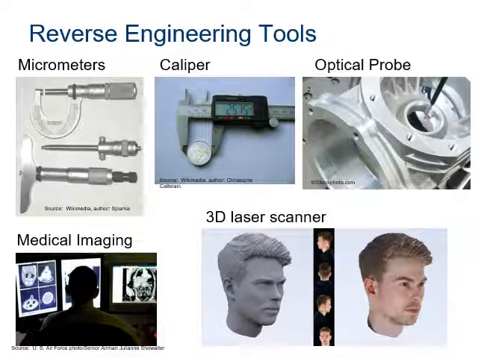Some tools that are used for reverse engineering are micrometers, which work very similar to calipers, which you folks have used in class. You see an optical probe here. Medical imaging, such as X-rays or MRI. How many folks know somebody who's had an MRI? My daughter had one last month because of a fall that she had. Her back was bothering her. So medical imaging, like an MRI, is used to figure out what's going on inside the human body, to reverse engineer it and see what the problem is. And you'll see at the right 3D laser scanners. They can also be used for reverse engineering.